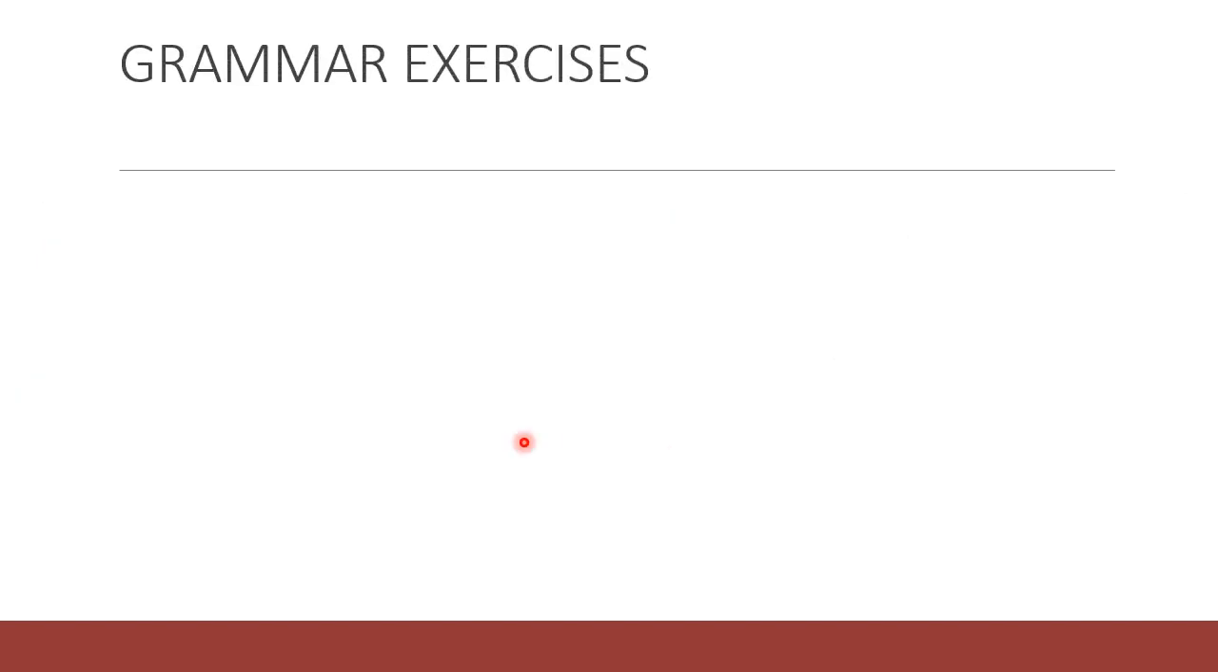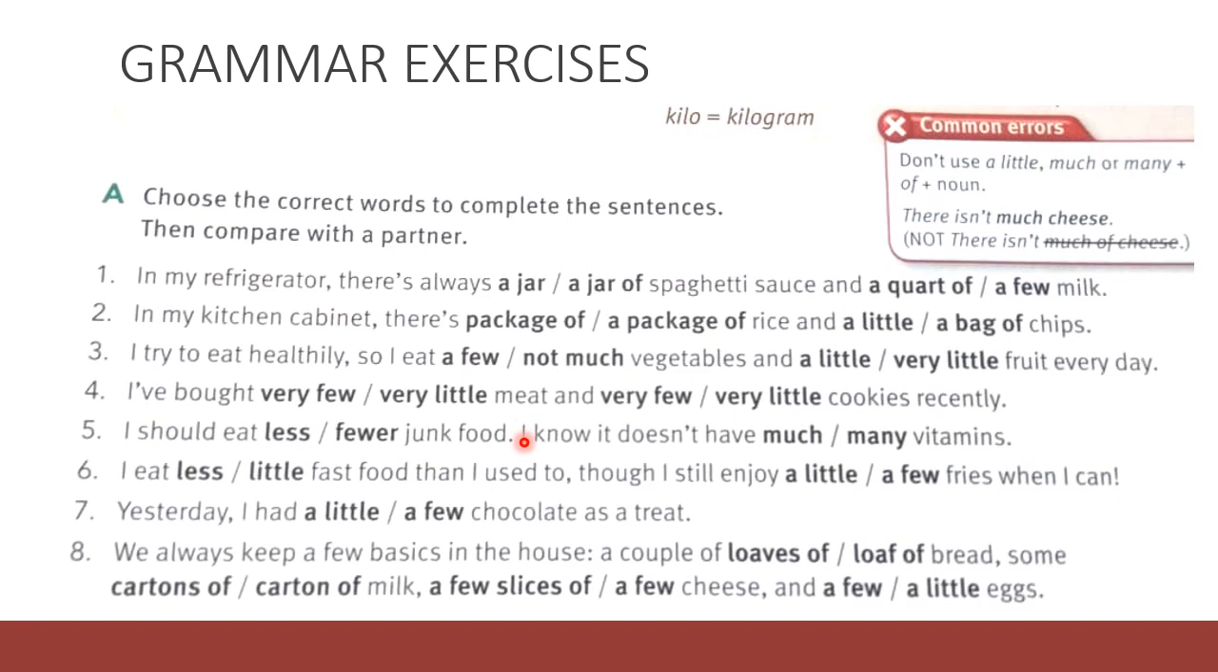Now we're going to practice in some exercises. And also remember that kilo is equal to kilogram. It's like the short form. We must avoid these common errors. Don't use a little, much, or many, plus of, and plus the noun. So this example, there isn't much of cheese is wrong. We don't need to include of between the quantifier and the noun. The right way is there isn't much cheese.